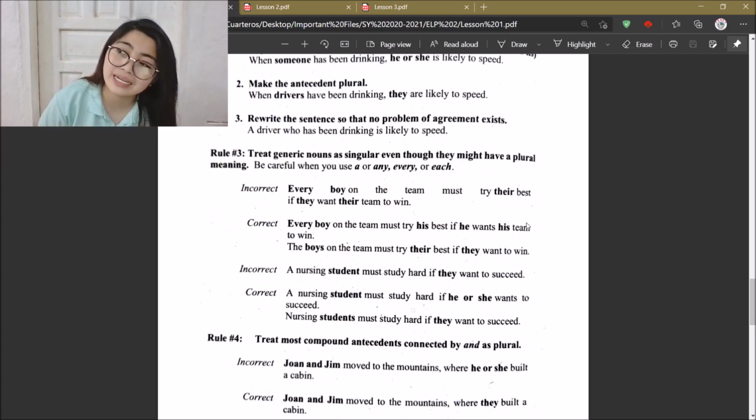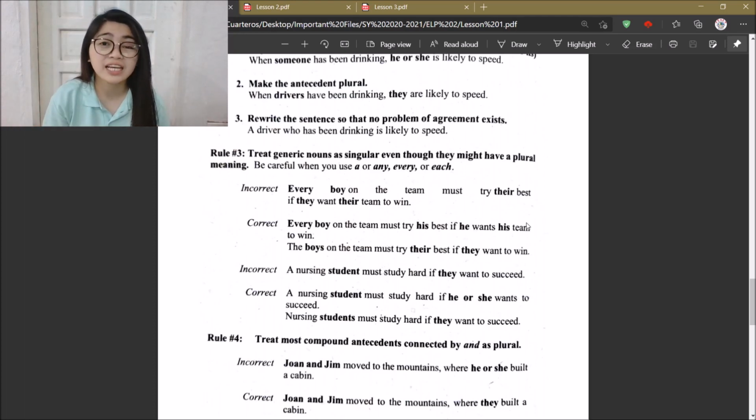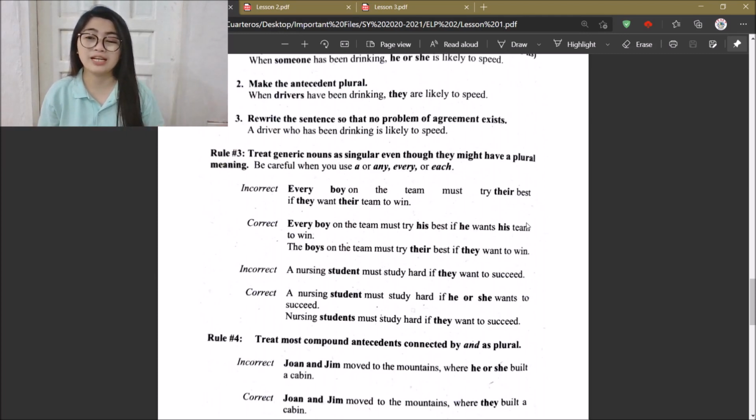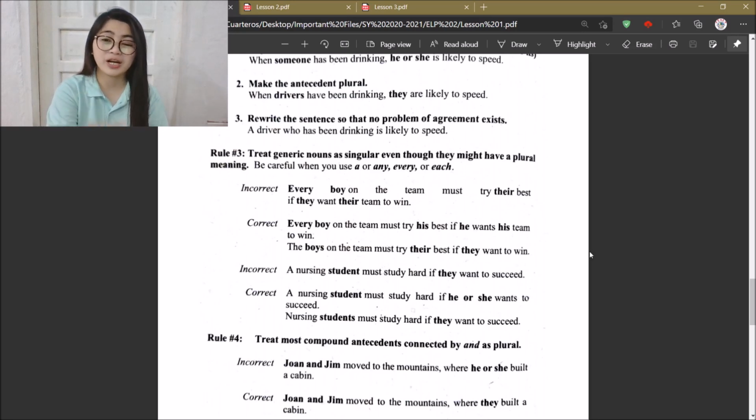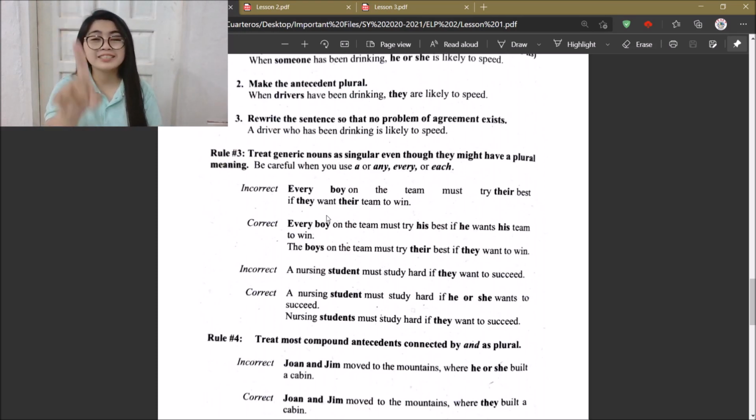So, ano yung tip dito? Ma'am, paano ba kami madadalian na mahanap yung correct pronoun right away? Always identify the subject of the sentence. Sino ba ang pinag-uusapan sa sentence na yon? You identify it, whether it is singular or plural. Saka ka magde-decide on what pronoun to use. Okay? So, yung correct term niya is, every boy on the team must try his best if he wants his team to win. Ma'am, bakit hindi his or her ang ginamit mo? Singular yun, ma'am. Tulad ng ginawa natin sa he or she. Boy po yan.